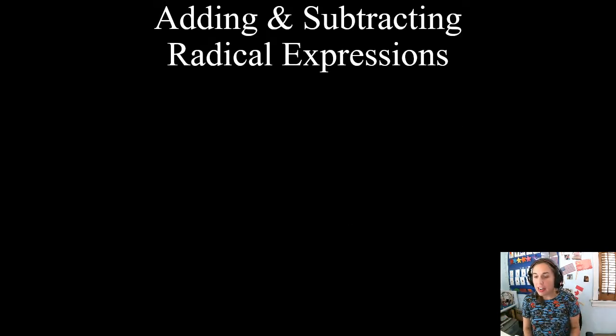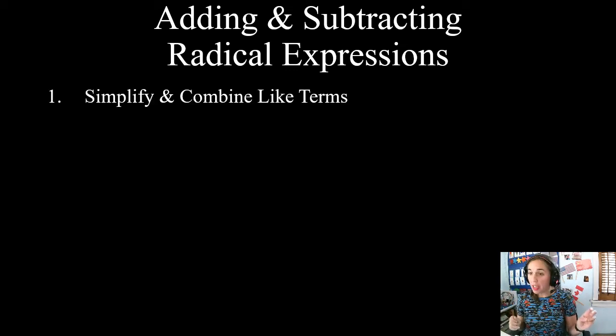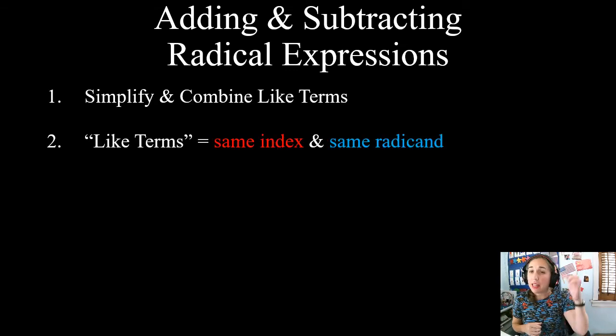Okay, so when you're adding and subtracting radical expressions, the key thing to remember is that you can't simply combine the radicands. You have to simplify and combine like terms, and what do I mean by like terms? Well, each of your radical expressions has to have the same index and the same radicand. And if they have the same index and the same radicand, then you can combine them by either adding or subtracting. But if they don't, you might have to do a little bit of work to get them to have those things in common.